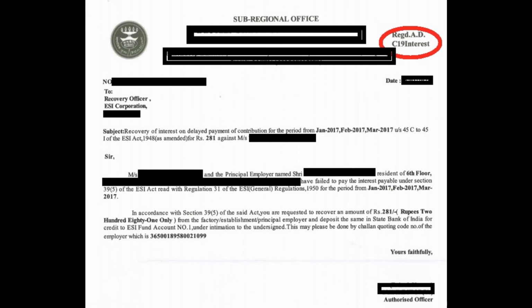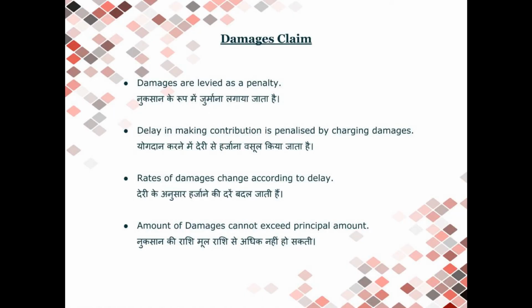You can identify them from the writing on the right hand side top corner of the notices. I have marked them red, as you can see them on the screen. Now we'll go to the damages part.